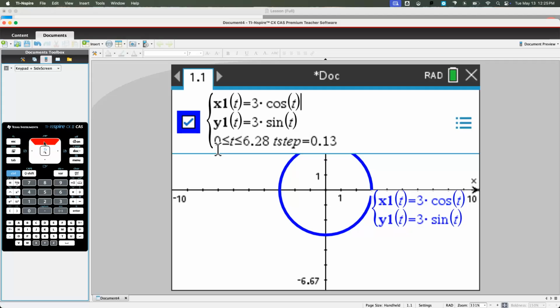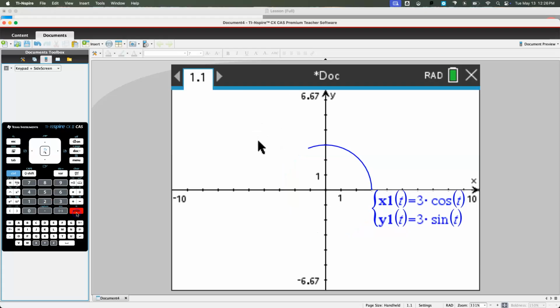-5. So that would be on the left. Okay. How about instead of going 4 pi or -5, how about I change this one to 2? Does that work? What happens to my circle? Just gets me a partial one of the circle, yes?